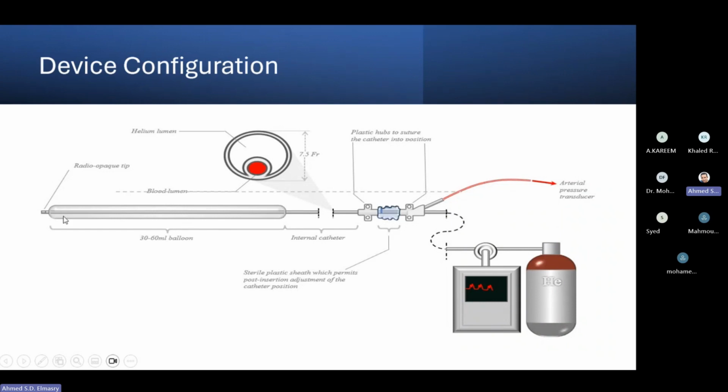As you see here at the tip, you will find a radiopaque tip, and after that you will find the balloon, and in the center you will find this tube, which is connected to the arterial transducer in order to trace the arterial blood pressure during the run of the intra-aortic balloon.